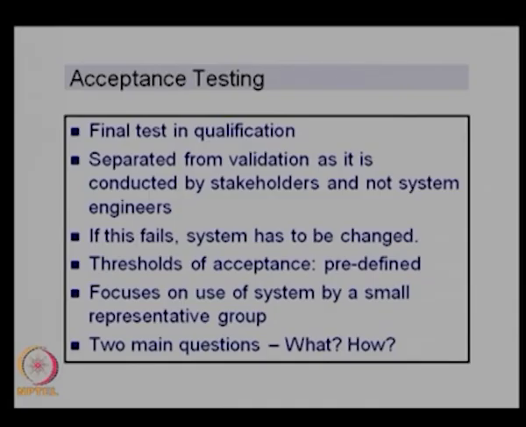As I mentioned, this is separated from the validation, as it is conducted by stakeholders and not system engineers. And if this fails, the system has to be changed. So, if the acceptance test fails, then definitely this system has to be changed, except for a few exceptions. Most of the time we will have to change the system because it is not acceptable to the customer. And the threshold of acceptance needs to be defined in the beginning itself. So, you cannot have a threshold identified after the system design.